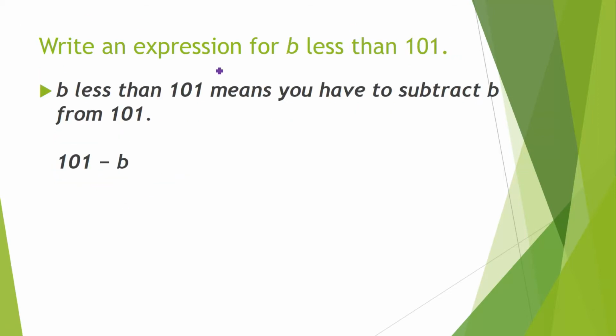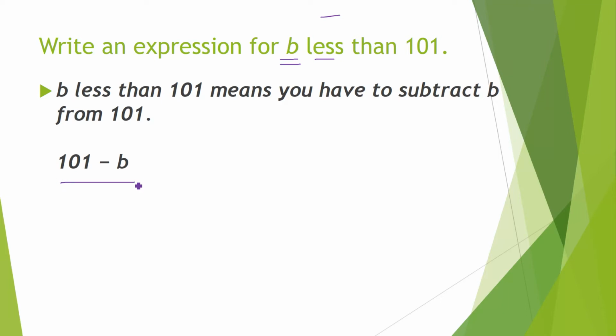Second question is, write an expression for B less than 101. See, the variable is B. In this case I am using different variables, so you can have an idea that any letter can be a variable. Less means negative. So here you should be very careful. Less than, reduced, add, sum. What is the requirement? So you have to write down the expression for B less than 101. So B less than 101 means you have to subtract B from 101.